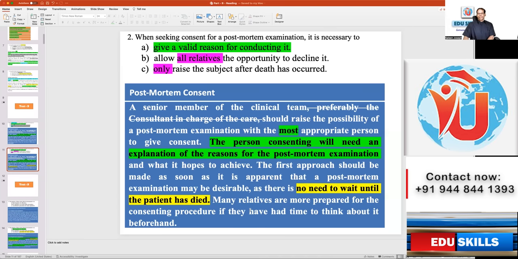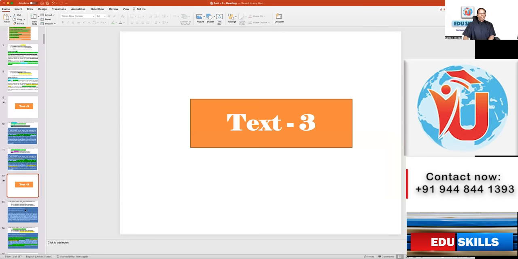See, this one is no need to wait until the patient has died. Here, only raise the subject after death has occurred. But here it is opposite, no? No need to wait until the patient has died. That is, C is the opposite option. It's cool. Text 3. Okay.